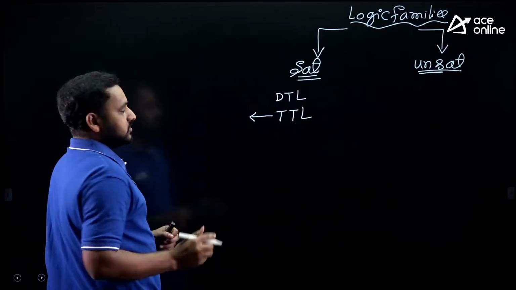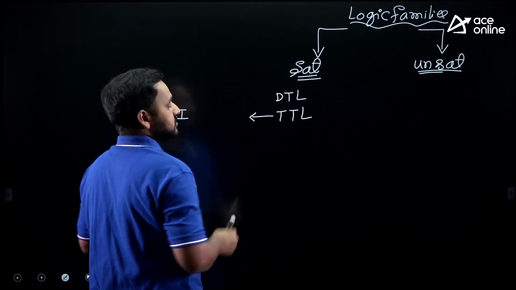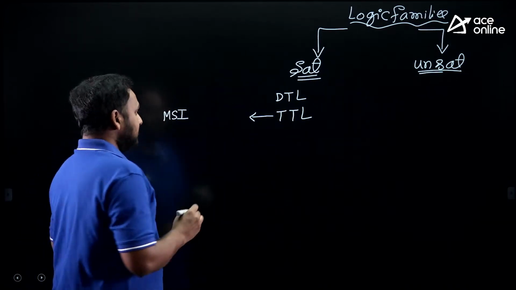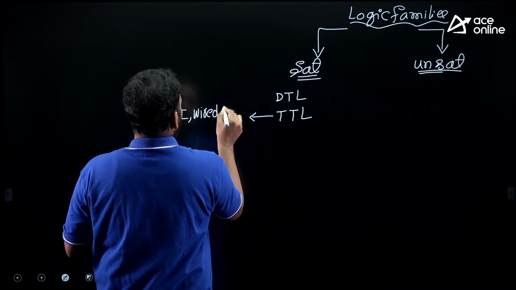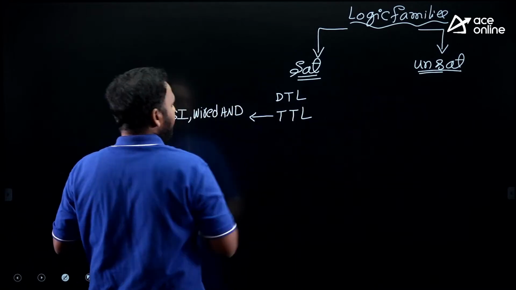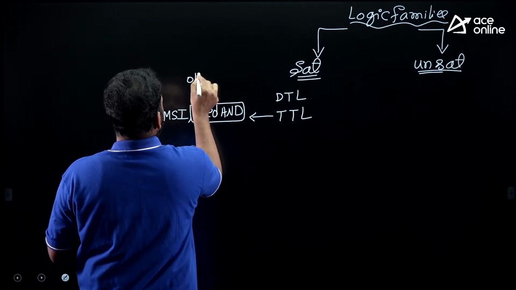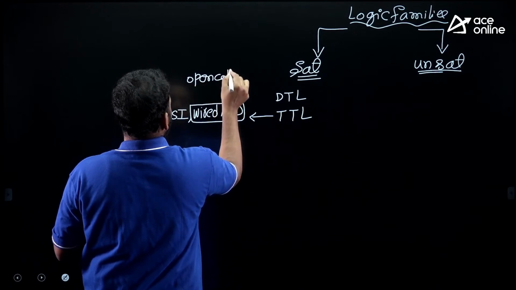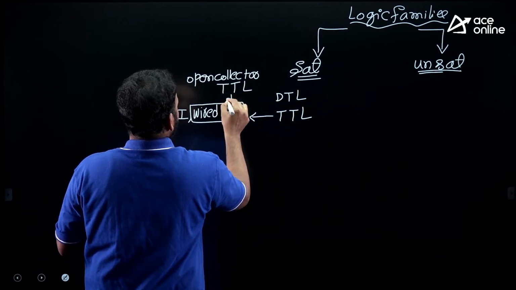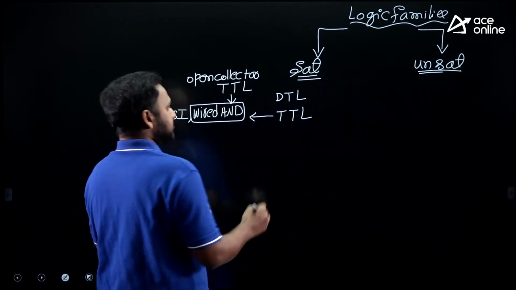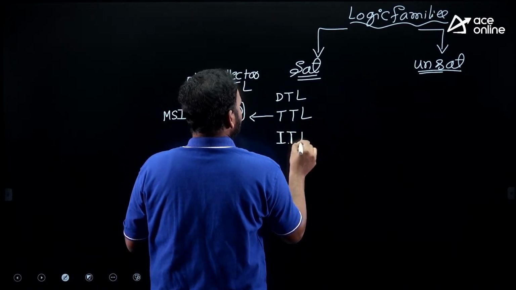So I am writing in short. Up to medium scale integration level, which is the best logic family? TTL. Next, wired AND operation is possible. Strictly speaking, it is possible in open collector TTL. Next, integrated injection logic, also called I squared L, integrated injection logic.